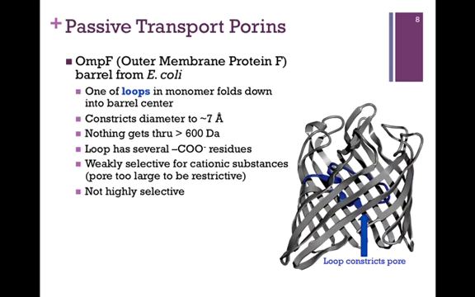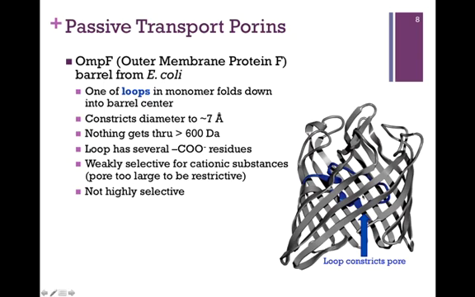Let's look at a good example of a transport porin. This is the outer membrane protein F, or OMP-F barrel, from the bacteria E. coli, and that's illustrated on the lower right here. You can see that very characteristic beta barrel structure in that gray highlighted ribbon diagram. One of the loops connecting the beta strands is very long, and it folds down into the barrel center, and that's highlighted in blue here.